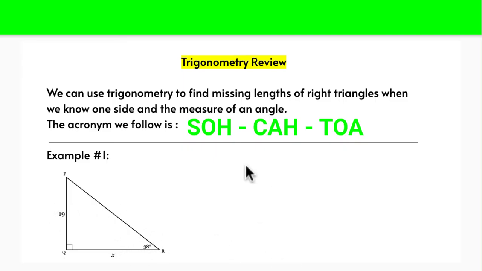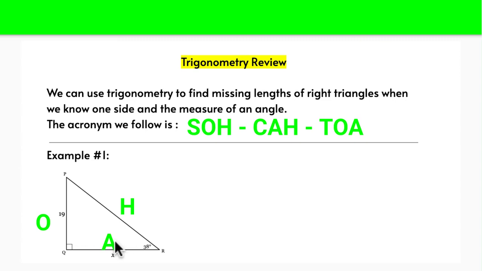So the first thing we did is we labeled O, A, and H. We know that H is just opposite the right angle. You go from your angle across to the other side. That's where your opposite goes. And then whatever's left over is called your adjacent side. So that would be x this time.